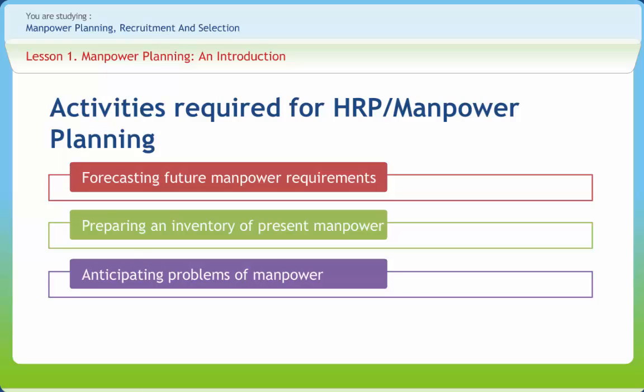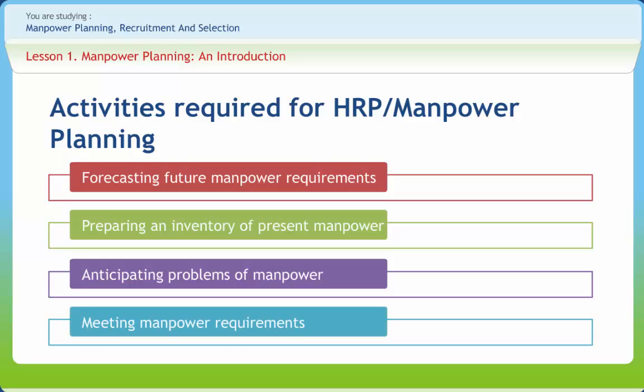Anticipating problems of manpower, which can be done by projecting present resources into the future and comparing the same with the forecast of manpower requirements. Meeting manpower requirements can be achieved through planning, recruitment and selection, training and development, induction and placement, promotion and transfer, motivation and compensation to ensure that future manpower requirements are correctly met.